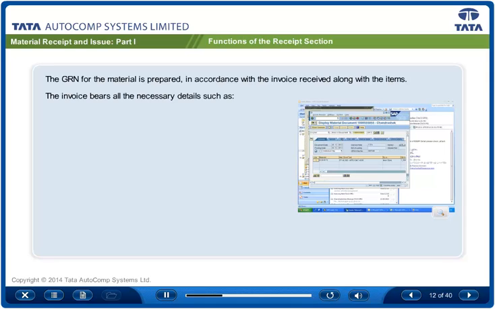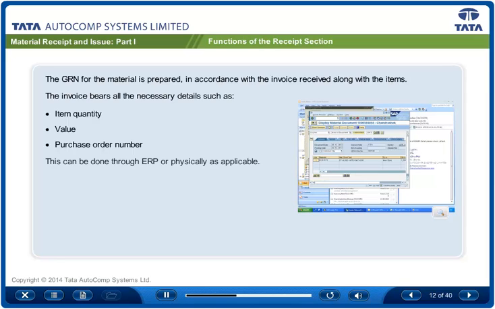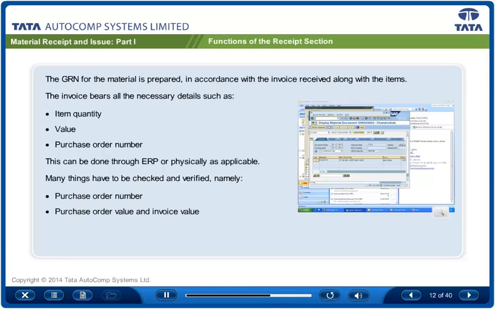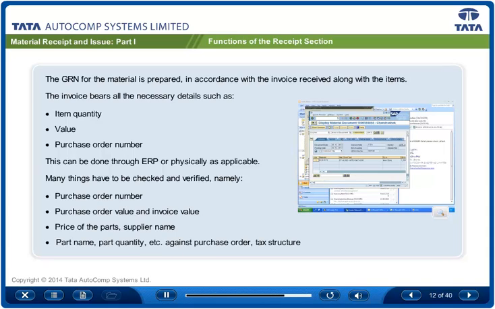The invoice bears all the necessary details such as item quantity, value, purchase order number, etc. This can be done through ERP or physically as applicable. While making the GRN, many things have to be checked and verified, namely purchase order number, purchase order value and invoice value, price of the parts, supplier name, part quantity, etc. against purchase order, the tax structure, etc.